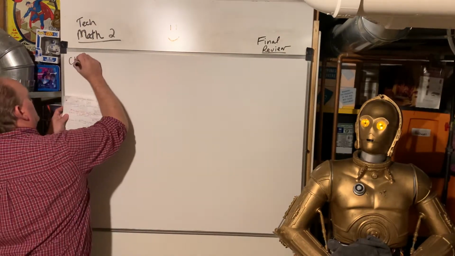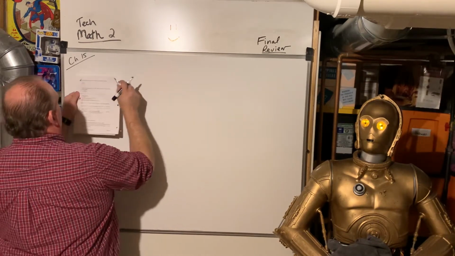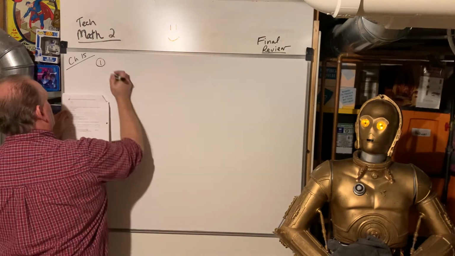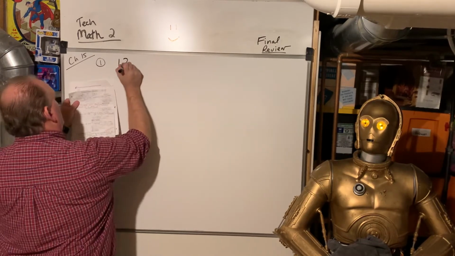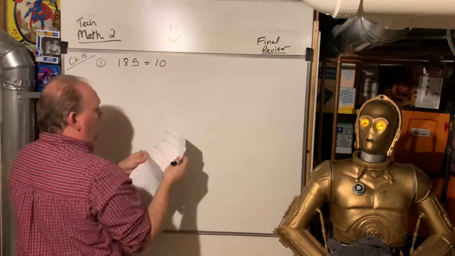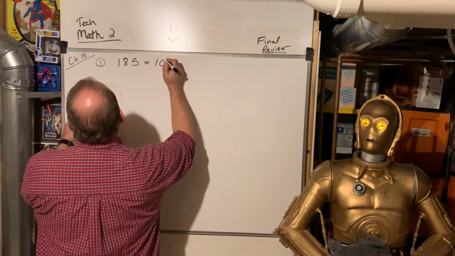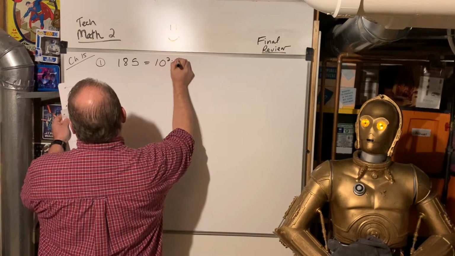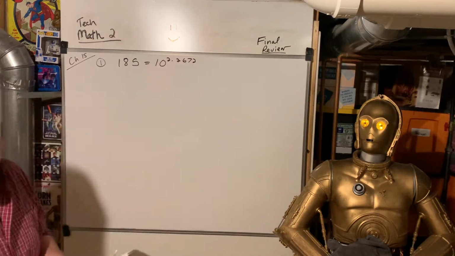So first, chapter 15, remember that was out of the blue book, and there's a problem like all 4 of those, so 1 through 4. So let's do number 1. Write 10 to the 2.2672 power equals 185 as a log equation.